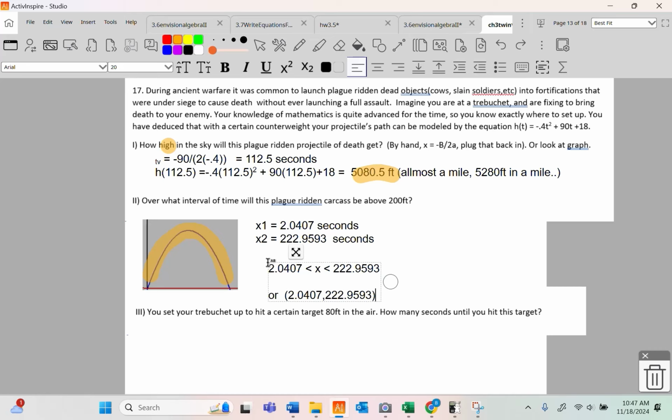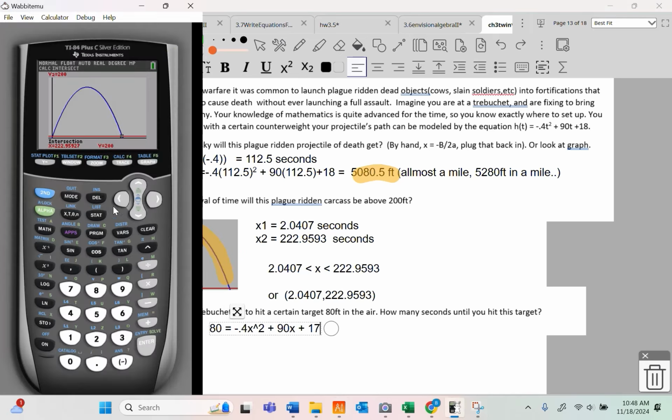Interval or inequality. You set your trebuchet up to hit a certain target 80 foot in the air. How many seconds until you hit this target? Well, you're just going to say 80 equals the equation. It's not going to take long. But the question is, and I should be using x's, not t's, which intersection, obviously. So let's take a look at that. Replace that 200 with an 80.